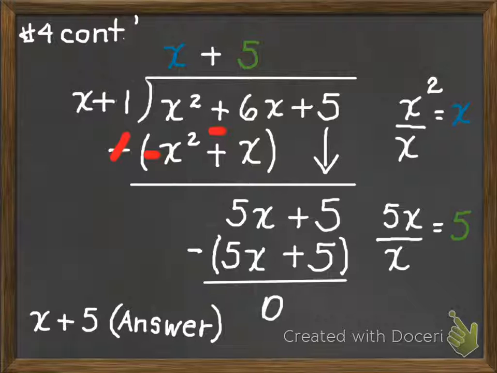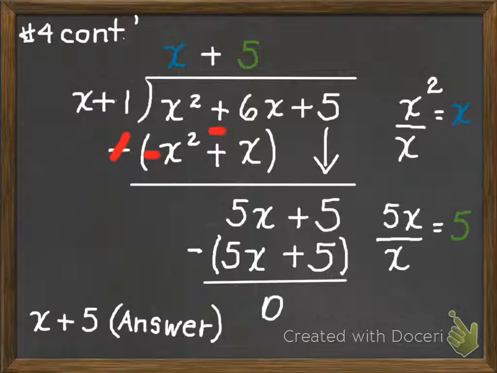So then we take x squared in the dividend minus the x squared below it, and we get 0. 6x in the dividend minus the x below it, and we get 6x minus 1x is 5x. Bring down the 5 from the dividend, and now the cycle repeats.